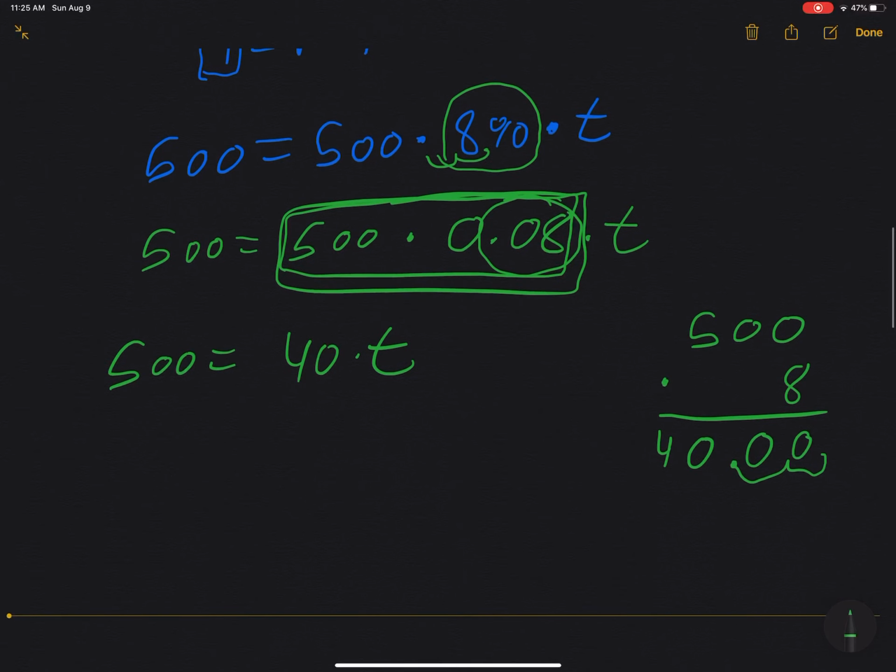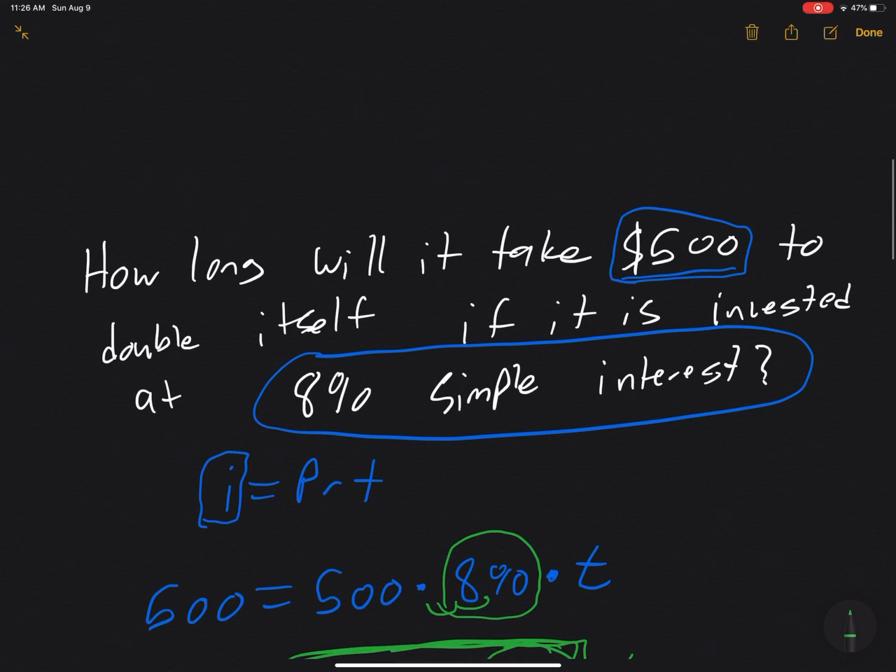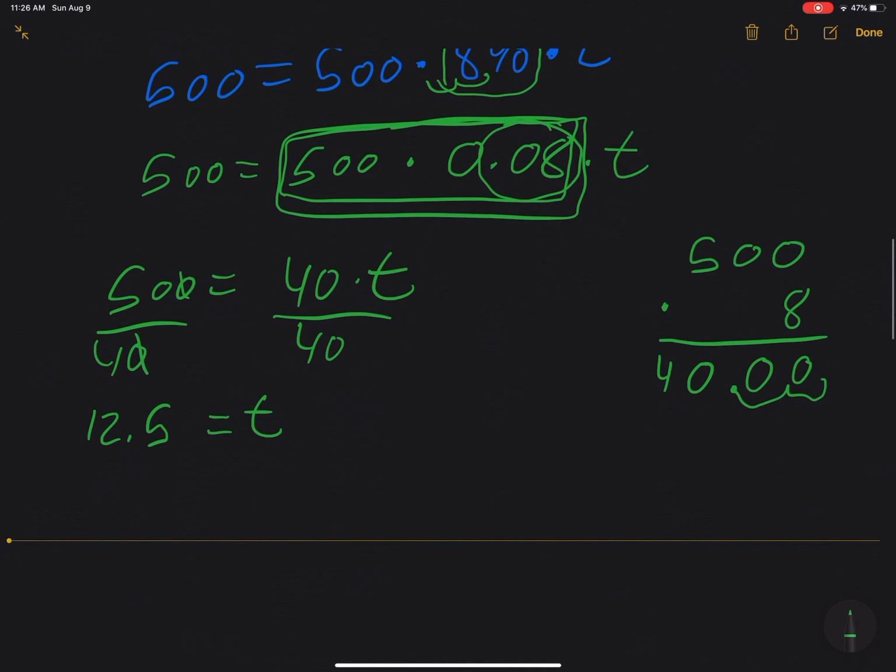And now we are almost done. We just have to divide both sides by 40 to get our t to be alone. Divide by 40. And we have to deal with 500 divided by 40, which we can cross these zeros off as the same as 50 divided by 4, which is about 12.5. Which means if you had an investment of $500 and you wanted it to double itself at 8% interest, you would have to wait 12.5 years. Let's put a little years in order for it to do so.